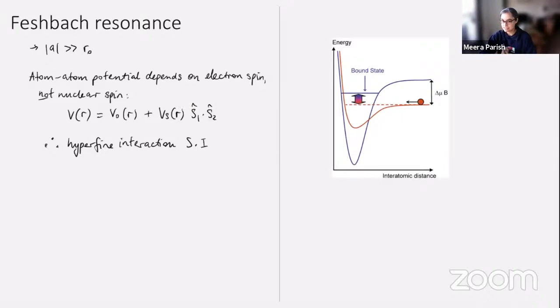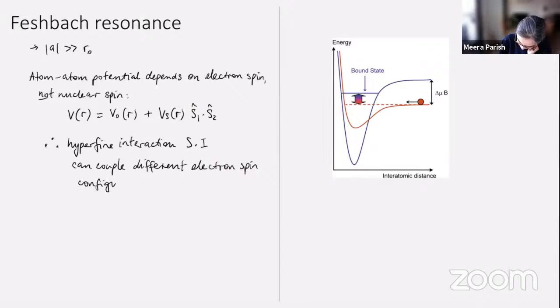Is that clear so far? So yes, this can couple the potentials, the electron spin configurations, really. So these are the different potentials here.